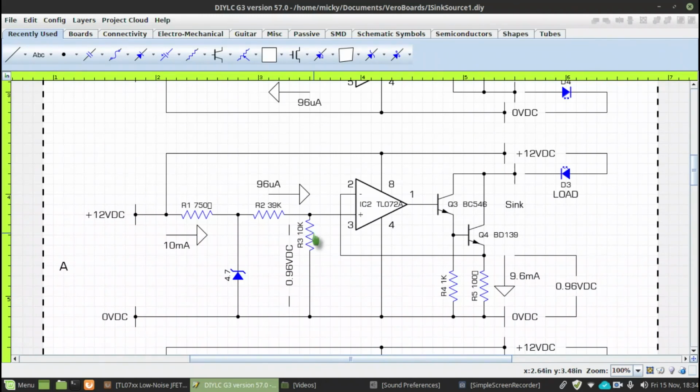Okay, so the next thing for me to do is build this on a proto board and see how it works.